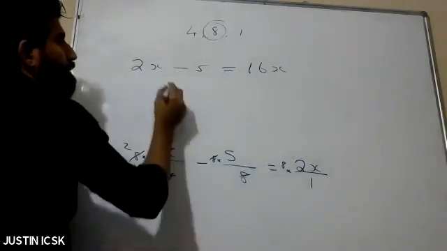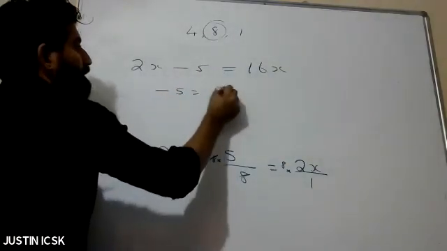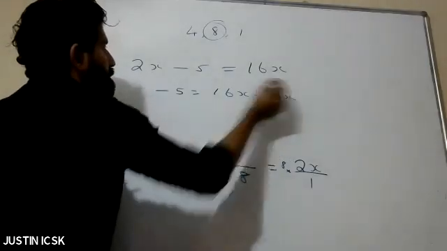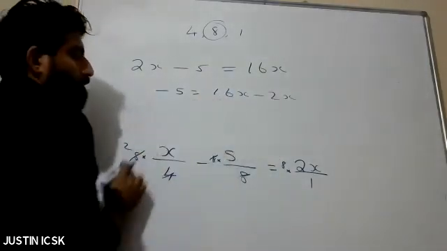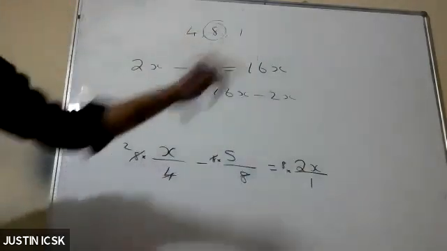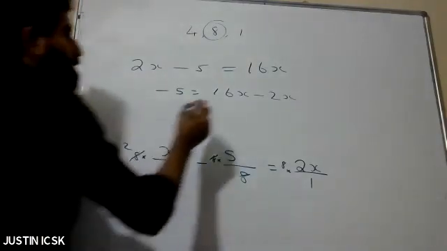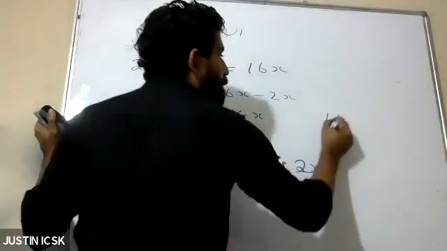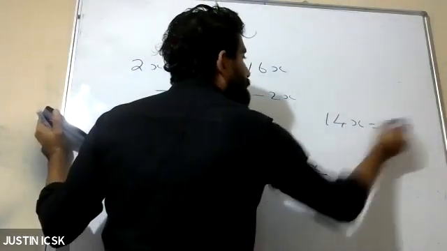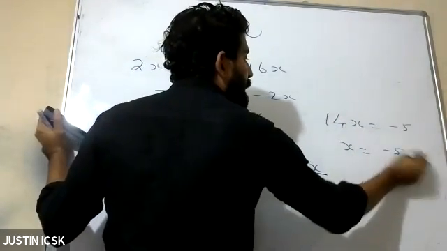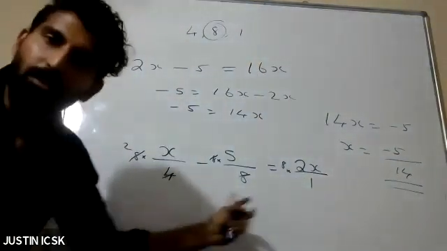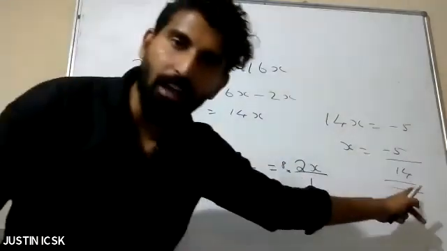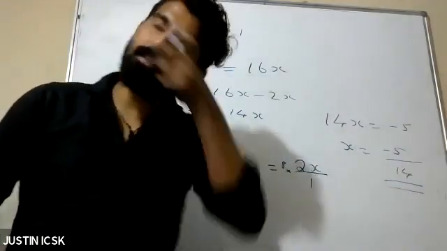2x move to that side. So minus 5 equal to 16x minus 2x. Right? Minus 5 equal to 14x. So you will get 14x equal to minus 5. x equal to minus 5 upon 14. I'm just randomly giving the number. That's why you are getting the answer in fraction.